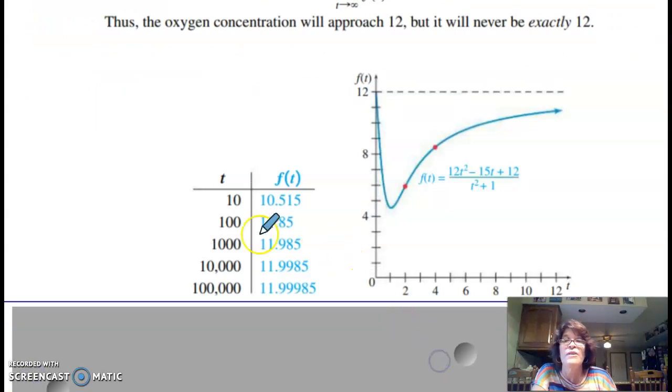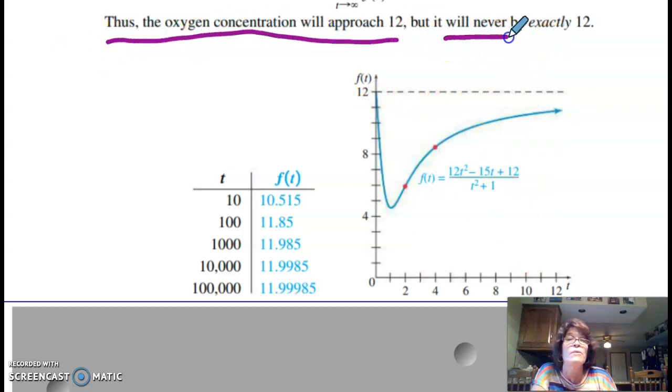This is the graph of that function. And notice what we did. We let time be 10, 100, 1,000, 10,000, 100,000. What's happening as time gets close to infinity? Look what's happening to our y-coordinate. It was 11.85, 11.985, 11.9985, 11.99985. It's getting closer and closer to 12. 12 is a horizontal asymptote. The oxygen concentration will approach 12, but will never be exactly 12.